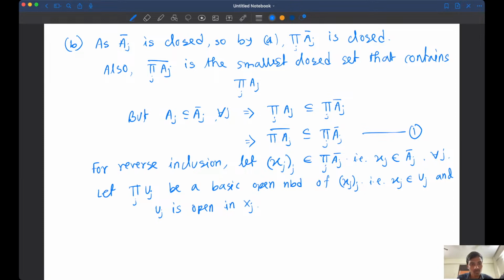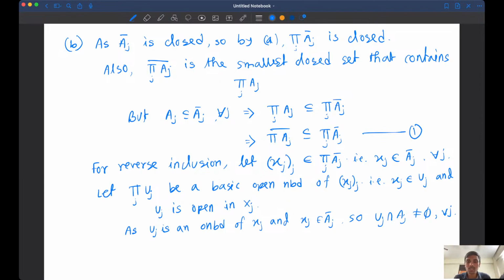As uj is an open neighborhood of xj, and xj belongs to aj closure, uj intersects aj non-trivially, right? This is true for all j. So if each of these uj intersects aj non-trivially, then if I just take the product of them, that will again be non-trivial, right? So this product over j of uj intersection aj is also still non-trivial, not empty.